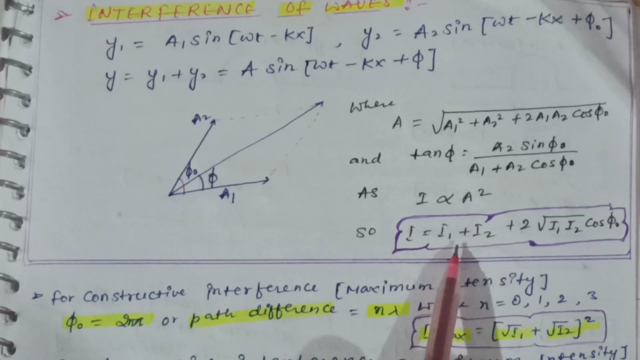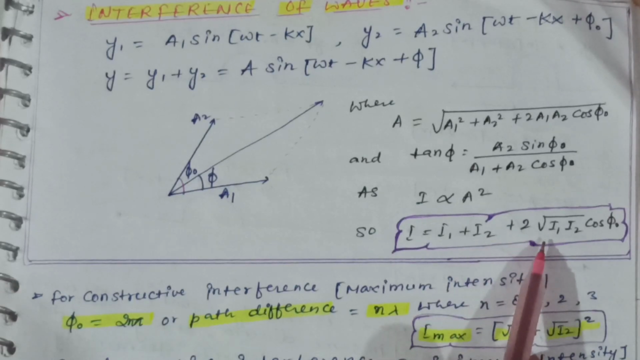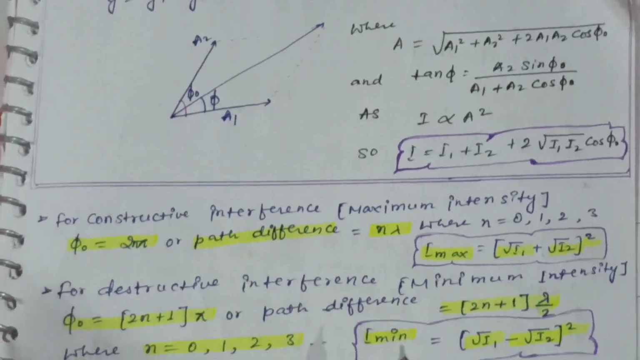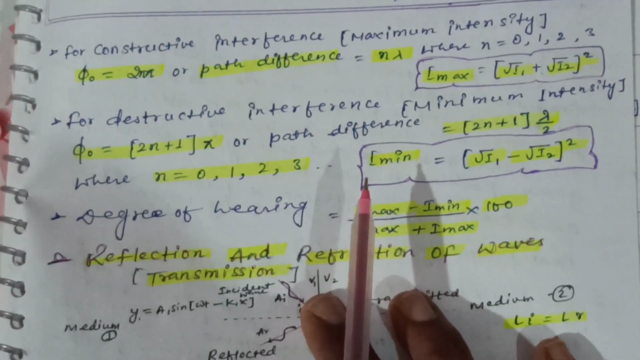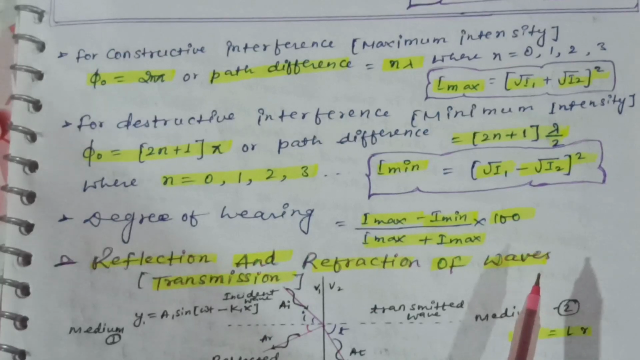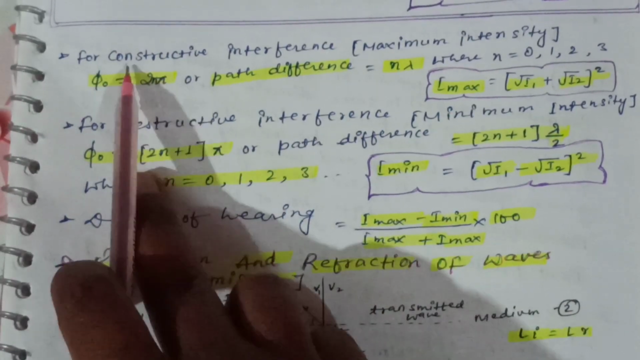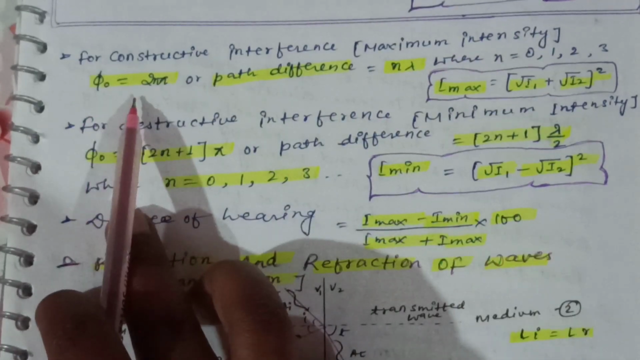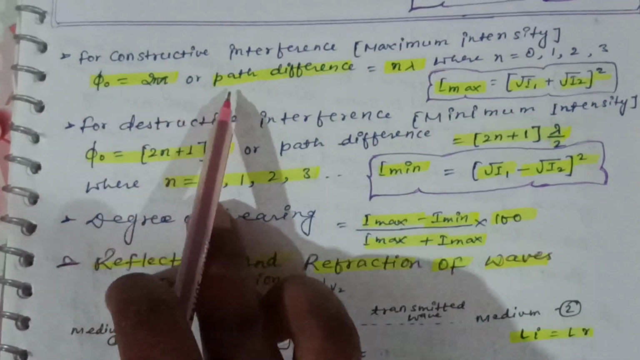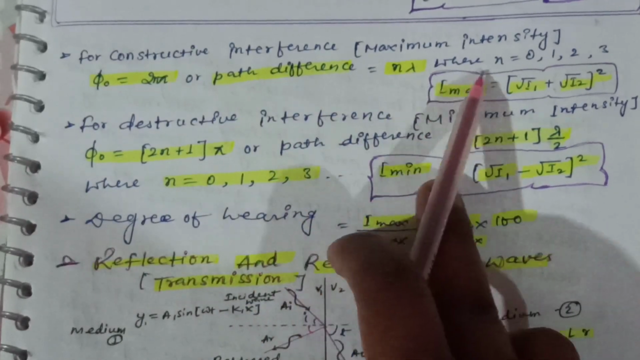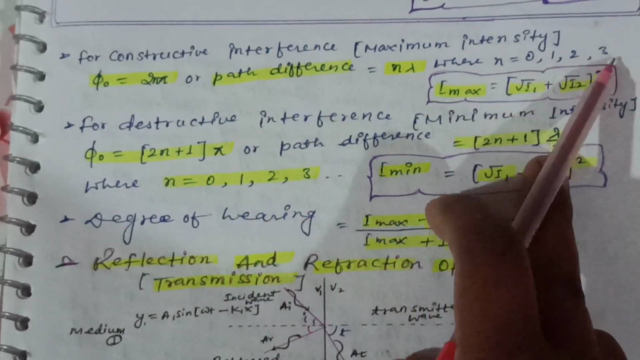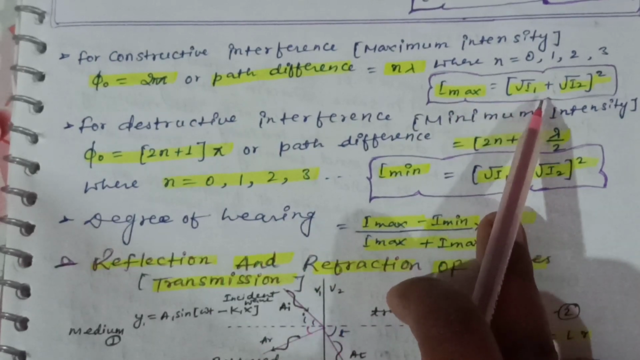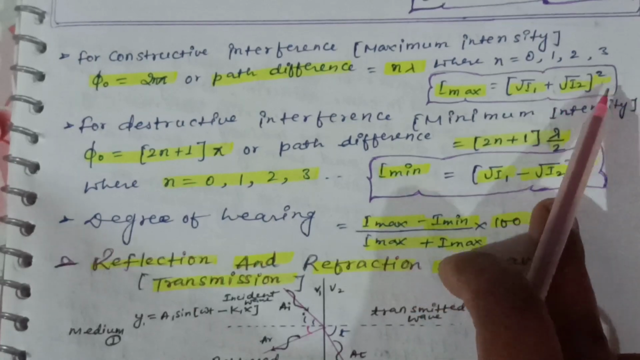I is equal to I1 plus I2 plus 2 under root I1 I2 cos phi naught. For constructive interference, maximum intensity: phi naught is equal to 2n pi, or path difference n lambda, where n is equal to 0, 1, 2, 3. I max is equal to (under root I1 plus under root I2) whole squared.